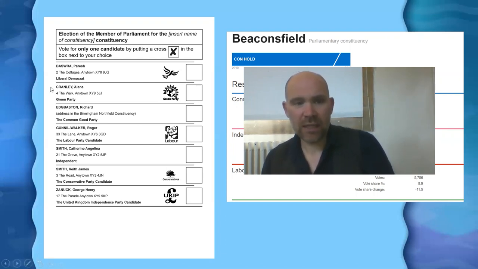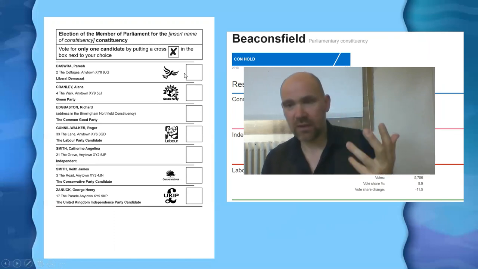Now, what's interesting here is that when you vote in first past the post, you're voting for a person first. Now, the party is on there, but the party isn't there for all people. You can see here there's a few independent people, but you are voting for a person. So you are voting for Paresh or Richard or Roger or James or Henry or Angelina. You are not voting for the Conservatives or UKIP.